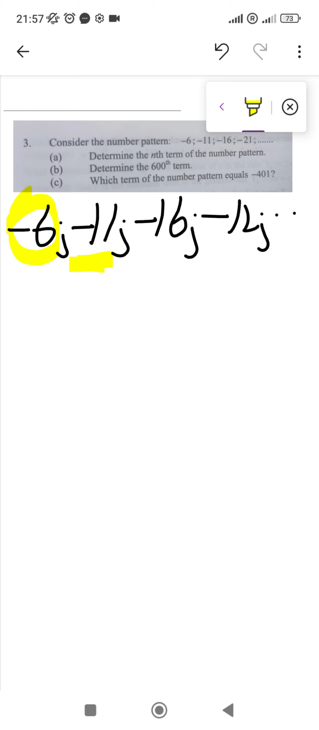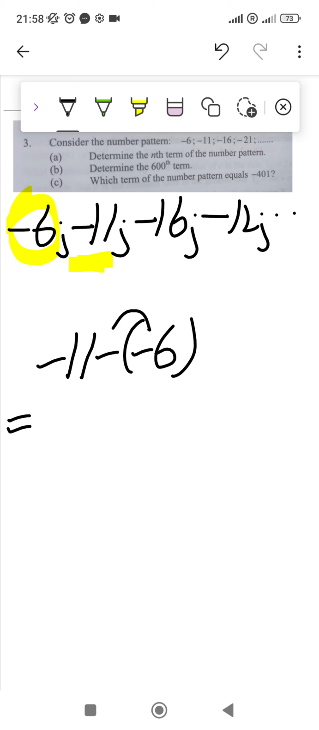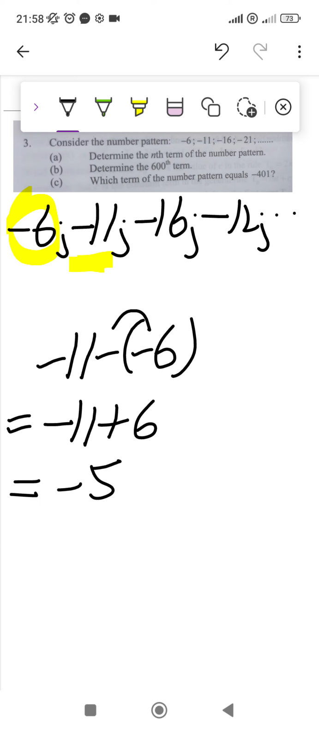Right, so let's write that down. We'll take our -11, and then we are going to subtract our first term, -6. Okay, so our negative and our negative here is going to multiply together. So this will become -11 plus 6, and when you add those together, you will get -5. Okay, so what does that tell me? That tells me from my first term to get to my second term, I am subtracting 5.